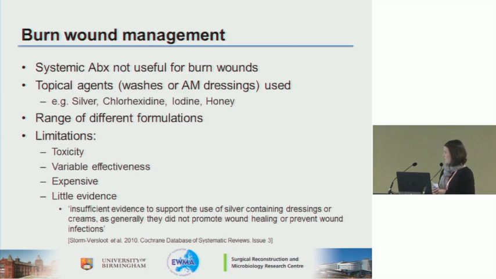There are actually quite a lot of limitations of these antimicrobial dressings. They have variable toxicity, they also have variable effectiveness, which I'm going to show you some in vitro data on. They're expensive. In 2006 to 2007, the NHS spent £25 million on silver dressings alone, and this is a big proportion of our budget. And a Cochrane review showed that there's little evidence to support the use of silver dressings, as generally they don't promote wound healing or prevent wound infection.